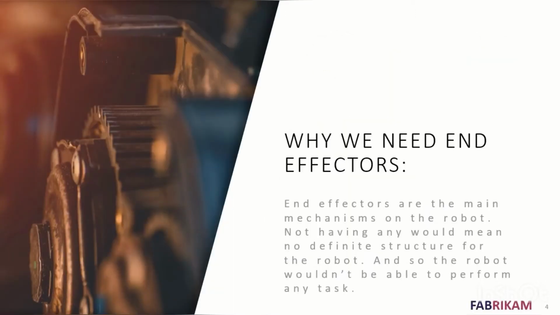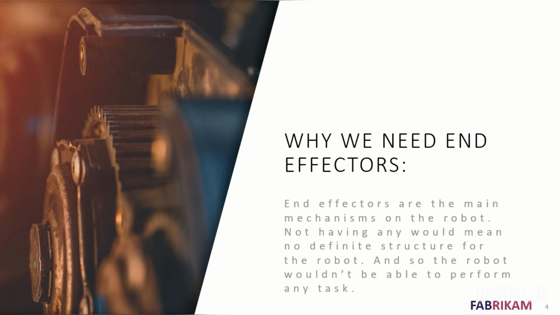So why do we need end effectors? Because they're basically the main mechanisms of the robot. I would say that they're probably mostly like the skeleton of the robot. The brain is more the microcontroller. The actuators are more muscle based because they help you move. And you have your sensors, which are like your five senses. So yeah, end effectors are the main mechanisms on the robot, and not having any end effectors would be like not having any bones. It's like no defined structure for the robot.